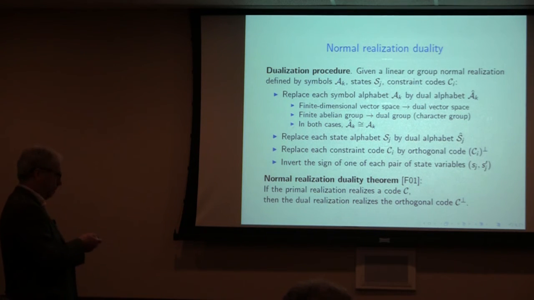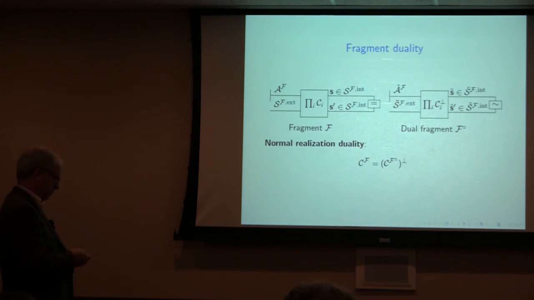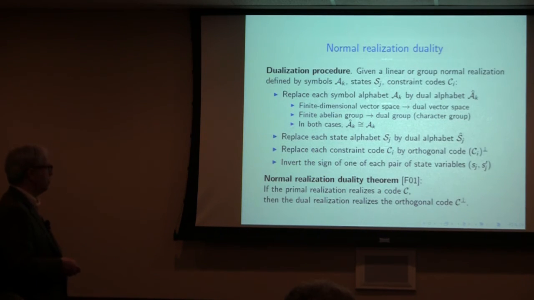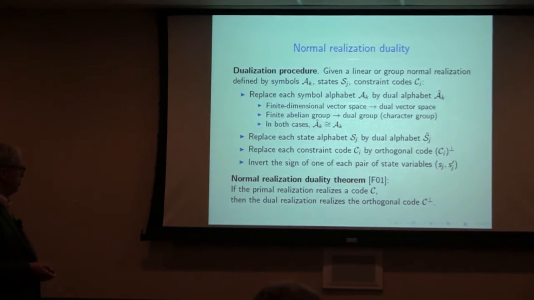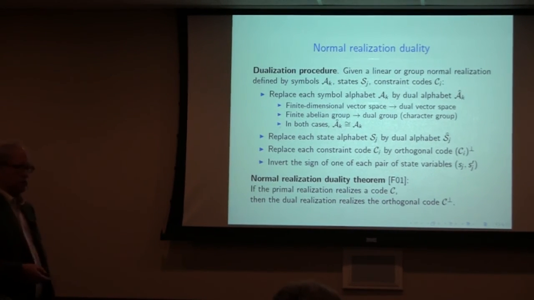And the final little thing that gets in the way is we have to invert the sign of one of each pair of state variables. And that's why this theorem wasn't discovered long ago. There's this very nice theorem from my 2001 paper. If you just make all these local substitutions on a realization that realized C, you will get a realization of the orthogonal or dual code C perp.